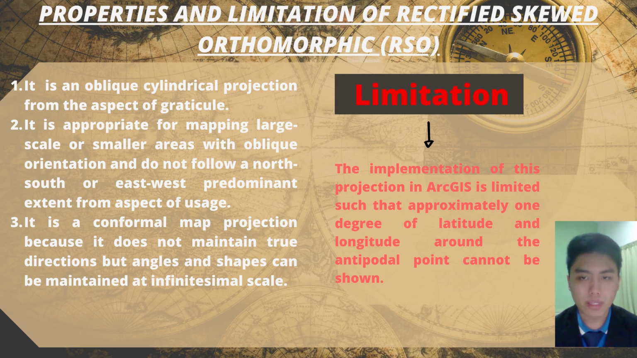The RSO is appropriate for mapping large scale or smaller areas with oblique orientation that do not follow a north-south or east-west predominant extent from the aspect of usage. The third property of the RSO is that it is a conformal map projection. It does not maintain true direction, but angles and shapes can be maintained at infinitesimal scale. Distances are accurate along the central line if the scale factor is 1.0.